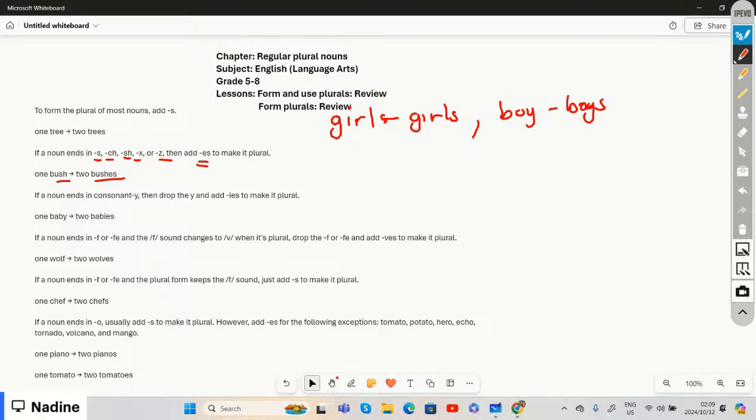All right. So when it comes to bush, one bush, and we can say two or more bushes. We added an es to show the plural form of bush. If we look at a word that ends maybe with an x, let's say box. One box, but two or more boxes. So we just added an es.